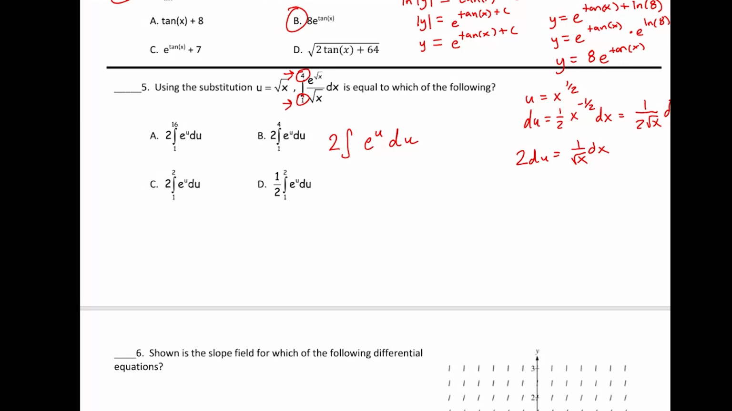So when we convert everything to u's, we also need to convert the bounds so that they are in terms of u. Luckily, we already have an equation for that conversion. It's the one that was given to us. U is the square root of x. So the square root of 4 is 2, and the square root of 1 is 1. So the bound should be from 1 to 2, and so our answer should be C.